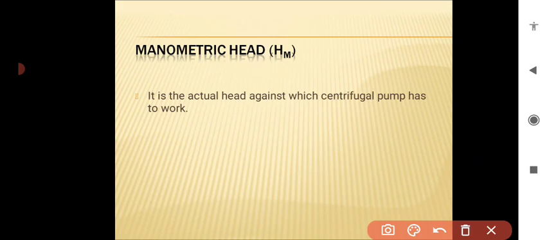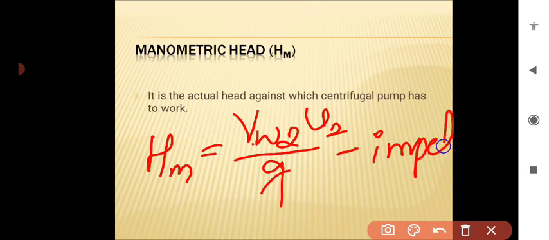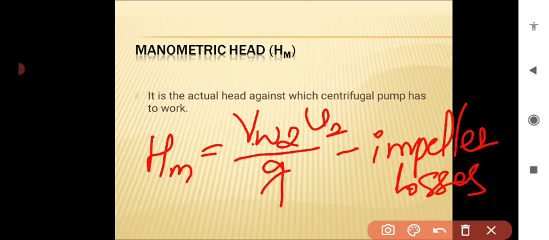The manometric head HM is the work done by the impeller per unit weight of water minus the loss of head in the impeller. So the manometric head HM is equal to Vw2 U2 by g minus impeller losses. Here is another form of manometric head.